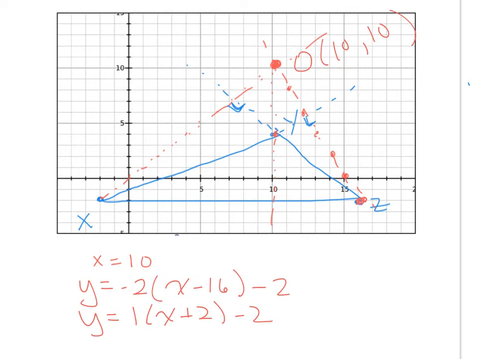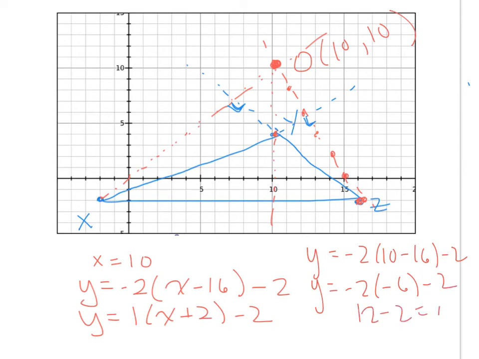Okay, so algebraically, to verify the orthocenter, we already know that x equals 10 because we're given it in an equation. We could substitute that into either of our other equations. y equals -2 times (10 minus 16) minus 2. So y equals -2 times -6 minus 2. That's 12 minus 2, which is 10. Okay, so we verified the coordinates of our orthocenter as 10, 10.